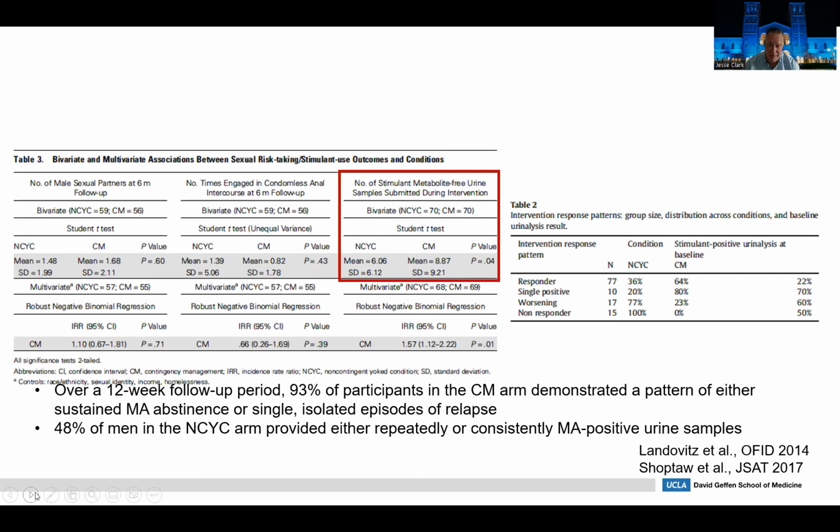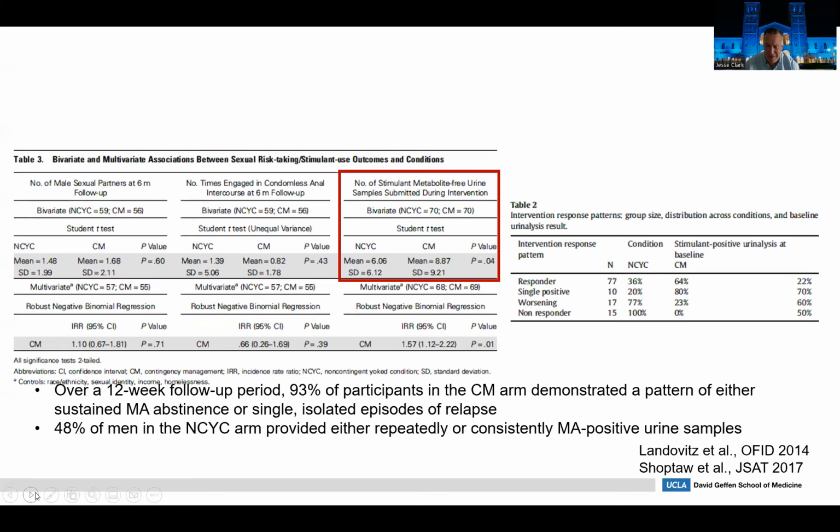The goal of this is to see: is it just giving people money that's the benefit, or is there something about the way that the distribution of rewards is structured that is the key? And it looks like the latter. So people who were in the non-contingent yoked control, who were just given this bolus of money with no strings attached, did not do as well in terms of controlling their meth use as the people who were in the contingency management arm.